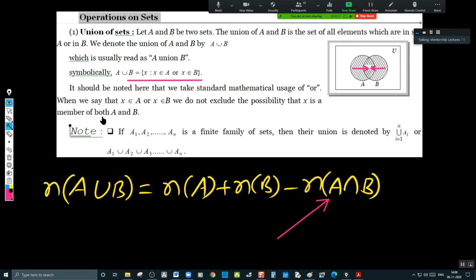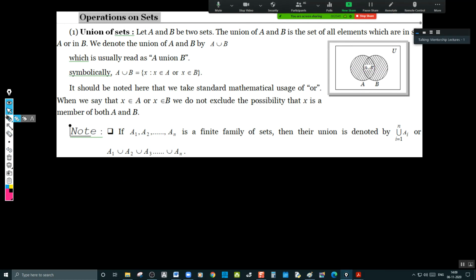And I said, if you remember, this will be just extended to probability by simply replacing n by P. N will be just replaced by P. That's what you have to understand. Okay. Now, let us see the continuation.